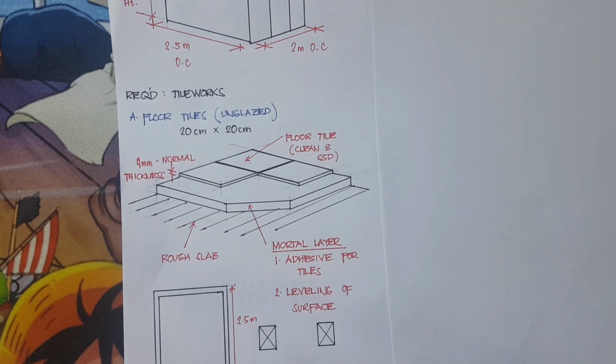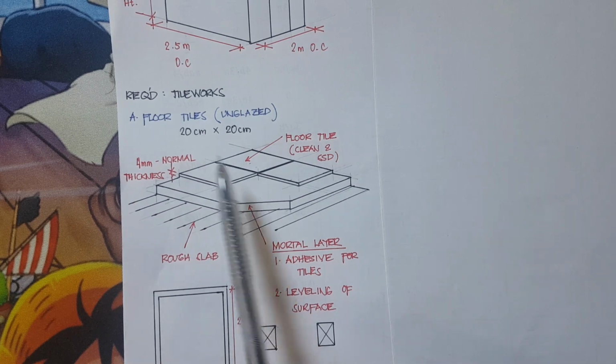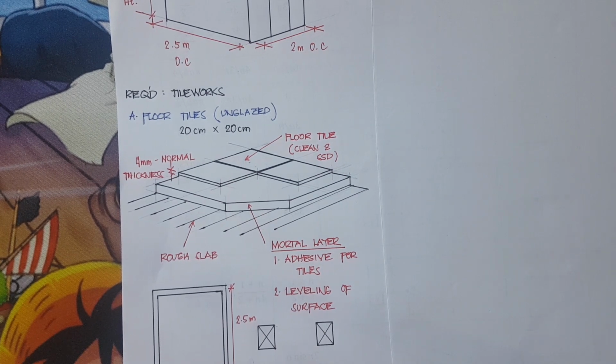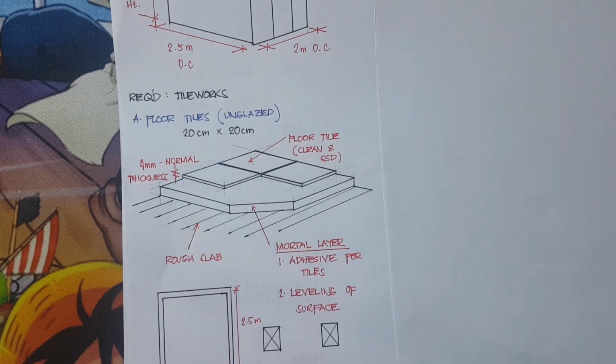Bakit? If we are to use a glazed tile on your flooring in your TNB, and pag yan nabasa, there's a high tendency na makakadulas yan. That's why for floor tiles, ang ginagamit natin sa TNB is unglazed tiles. And commonly, ginagamit natin is 0.2 meters or 20 centimeter by 20 centimeter. The normal thickness of a tile is 4 mm. Pero of course, pag special order yung tiles or special type ng tiles yan, nag-vary yung ating thickness, mas kumakapal.